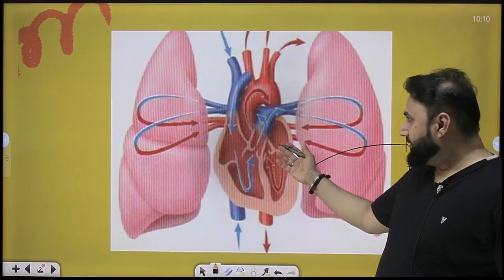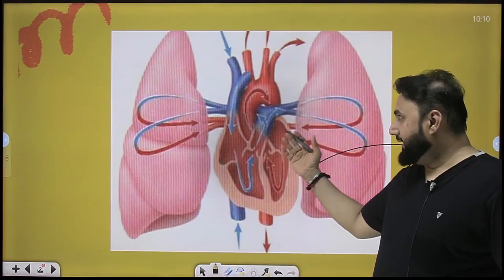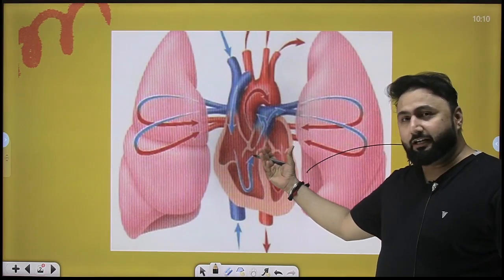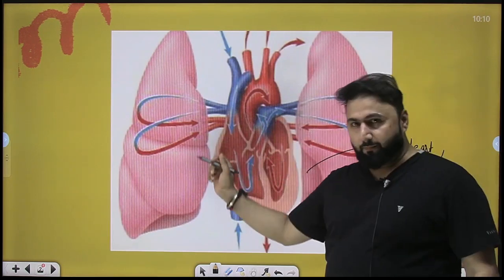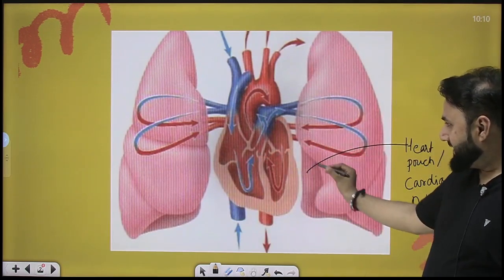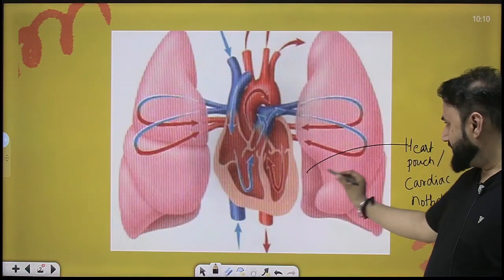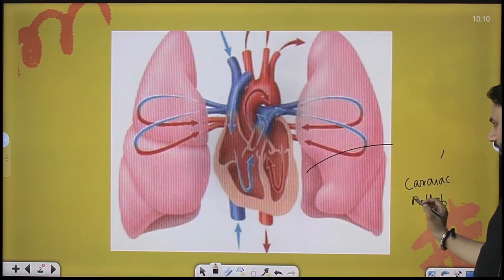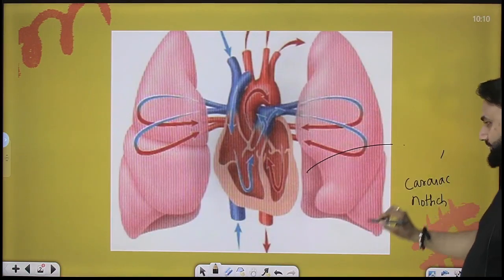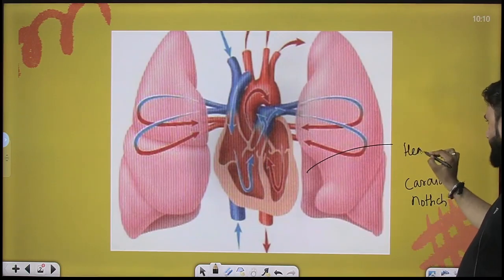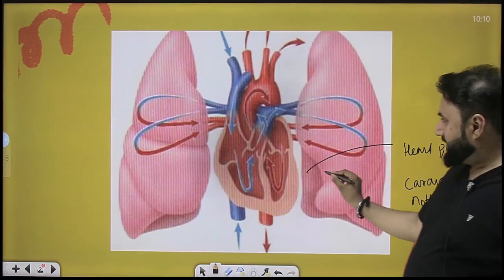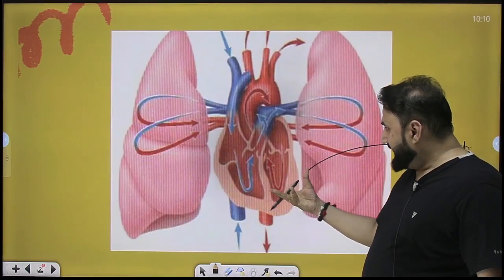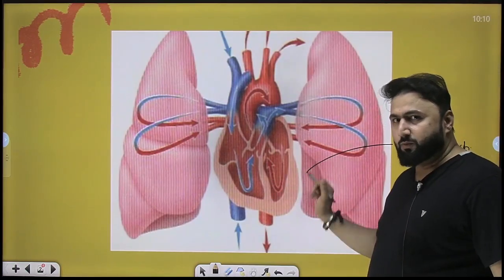This is the heart, which is located in the center of the lungs and tilted towards the left. This is your left lung, this is your right lung. Towards the left lung, you can see there is this notch. This notch is known as a heart pouch or cardiac notch. This is due to the tilting of the heart, where you can see it towards the left lung only.